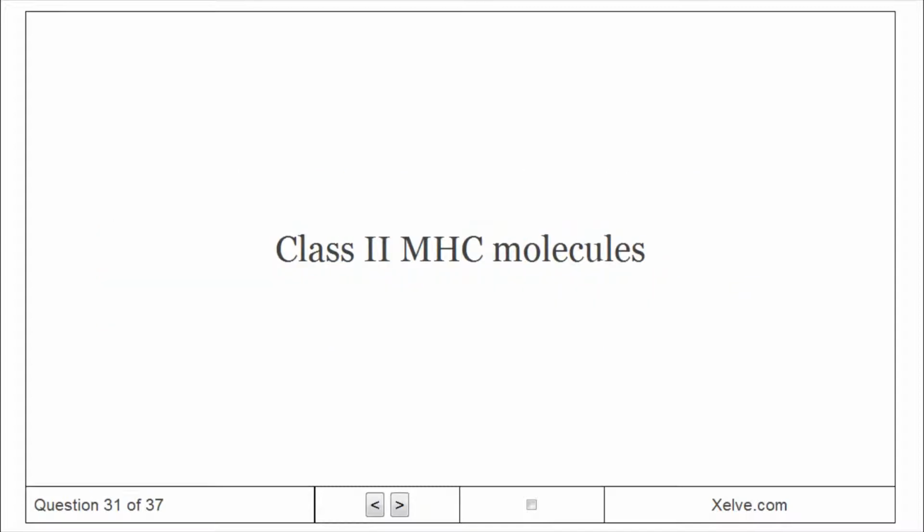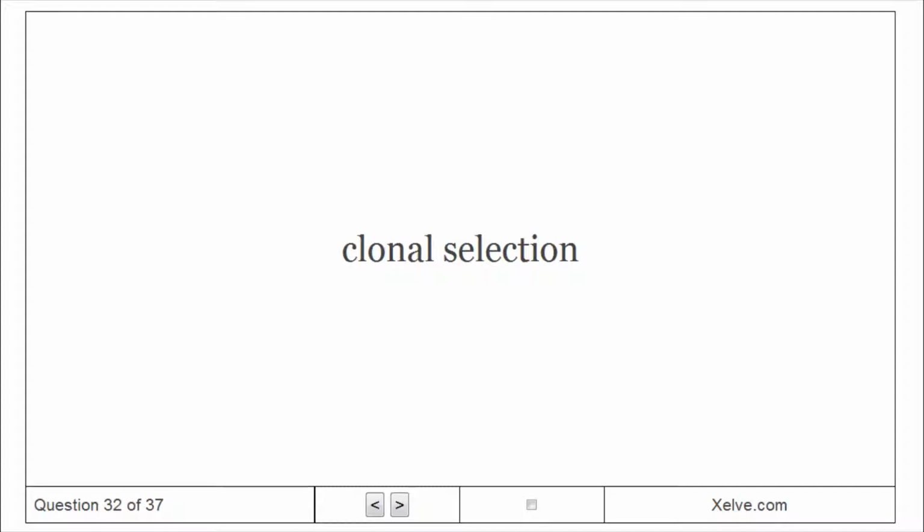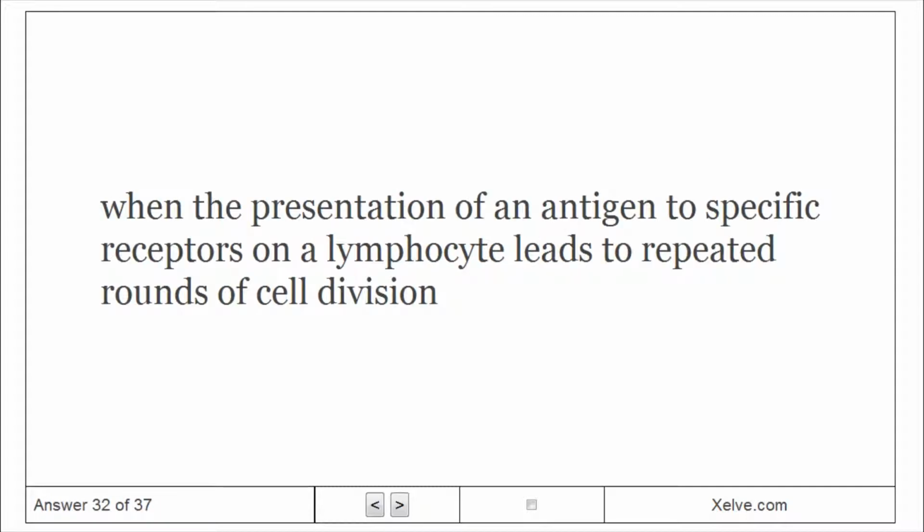Class II MHC molecules. MHC molecule that is only made by a few types of cells, displays antigens for recognition by cytotoxic T cells and helper T cells, does not destroy the body cell that presented the antigen. Clonal selection. When the presentation of an antigen to specific receptors on a lymphocyte leads to repeated rounds of cell division.